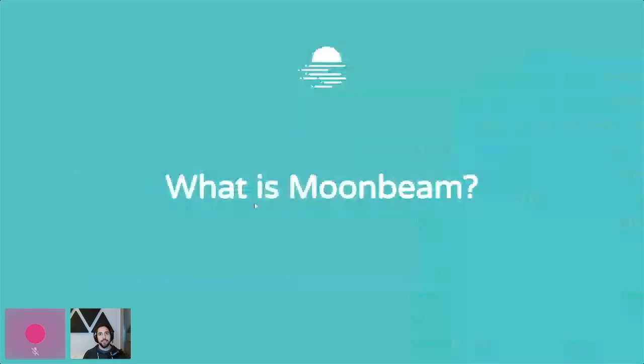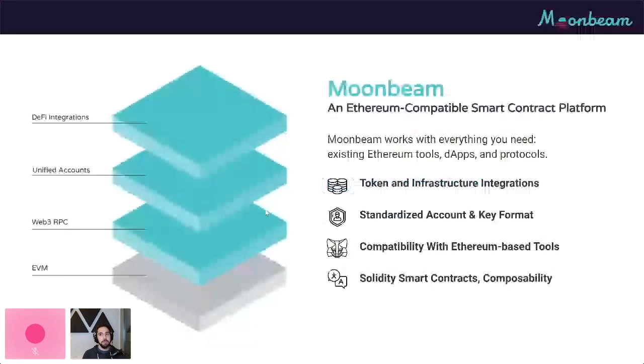So I guess the first question we have to ask ourselves is what is Moonbeam? The most basic definition is that Moonbeam is an Ethereum compatible smart contract platform. Basically, at its core, it has an EVM, so this means that it provides compatibility for Solidity smart contracts, or actually anything that compiles to EVM bytecode.